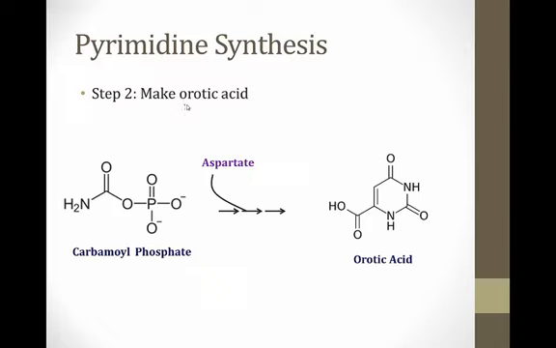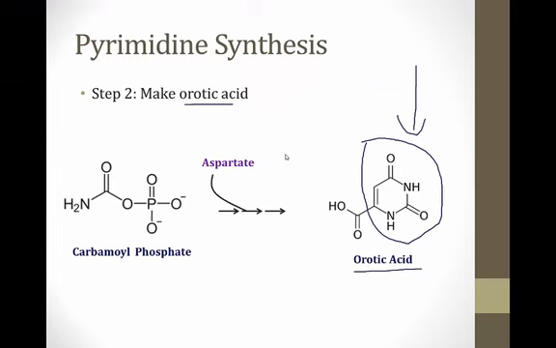Step two is to make orotic acid. This is the chemical structure of orotic acid on the screen here. And if this looks familiar to you, that's because this portion of the molecule right here is uracil, the base that is found in uridine. So we are now very close to having our first pyrimidine base created, and that is the base uracil, and that comes from orotic acid.